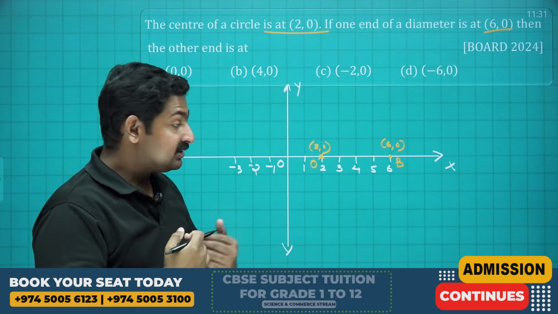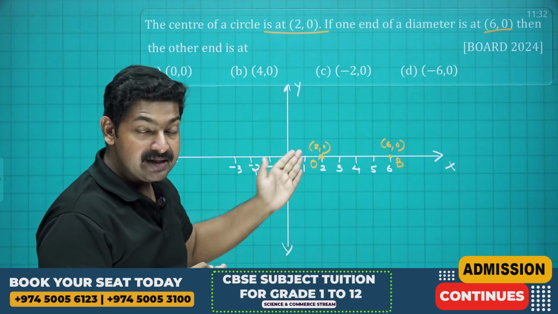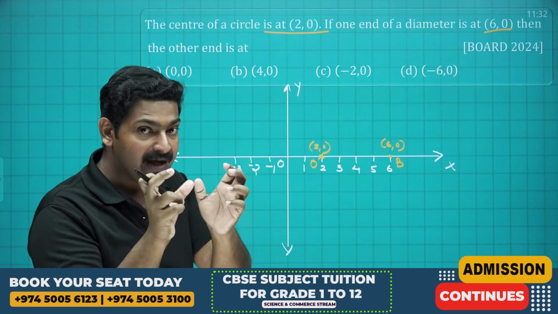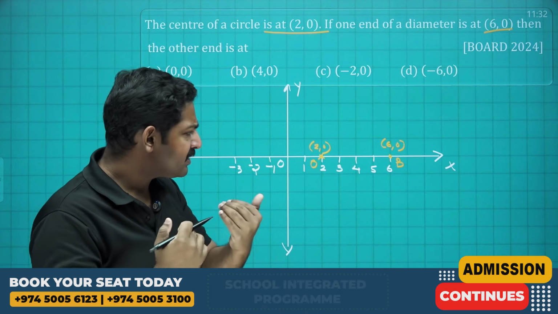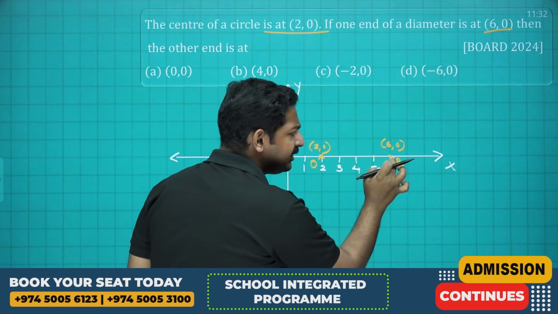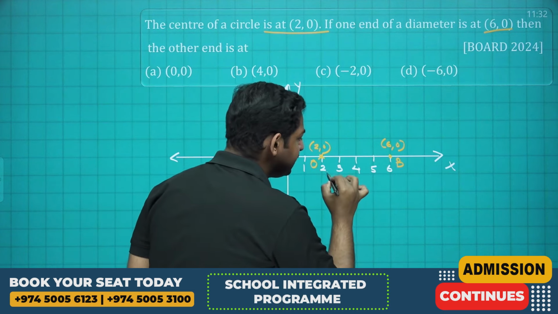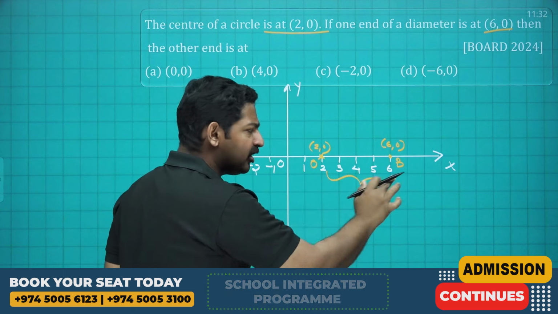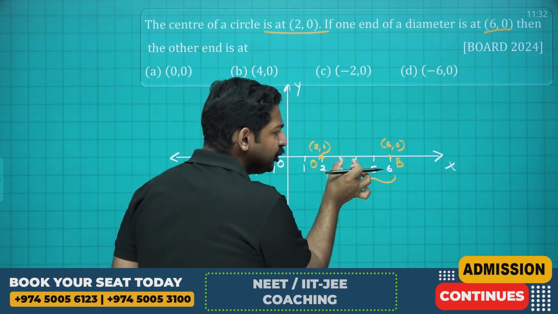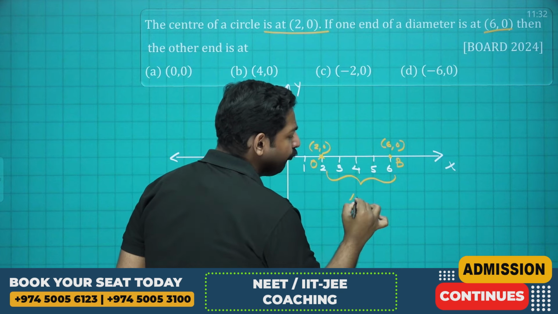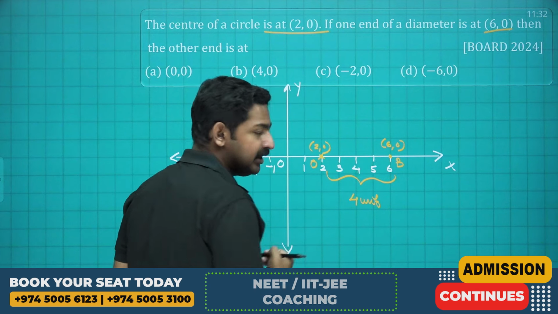Now, let's consider AB is the diameter. We need to get the coordinate of A. See, if this is the center and this is one end of the diameter, this will be the radius, correct? And what is the length of the radius? 1, 2, 3, 4. So 4 units.